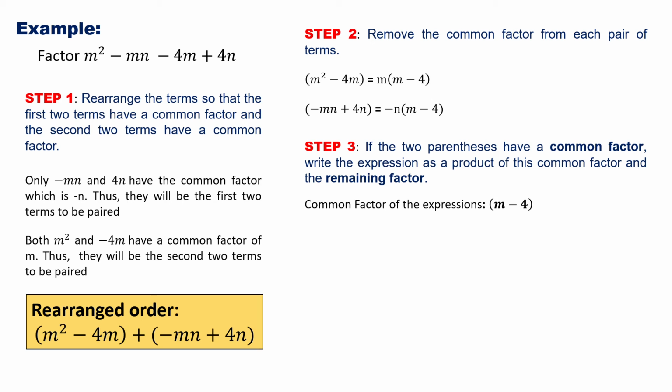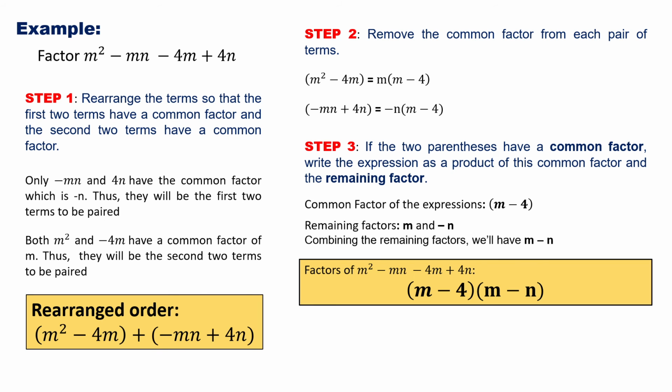Now, to find the remaining factor, let us just identify kung ano yung natira doon sa ating step 2, which are m and negative n. And by combining m and negative n, we will have m minus n. So therefore, the factors of m squared minus mn minus 4m plus 4n is m minus 4 times m minus n. Yan yung kanyang factored form.